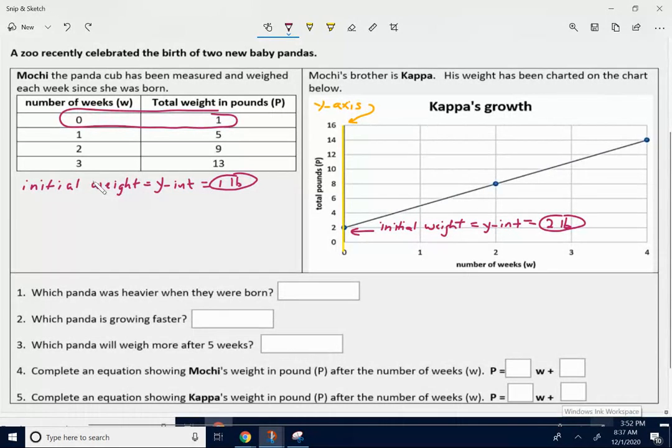So that means if Moki was 1 pound when she was born and Kappa was 2 pounds when he was born, that means Kappa was heavier. So you would type in Kappa for that.